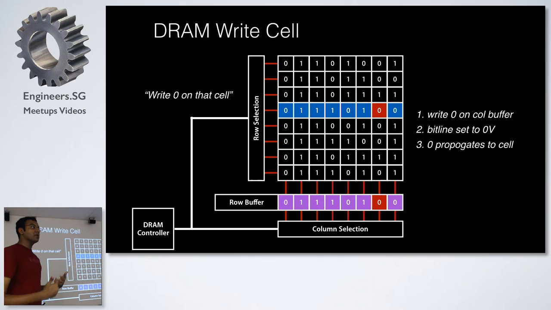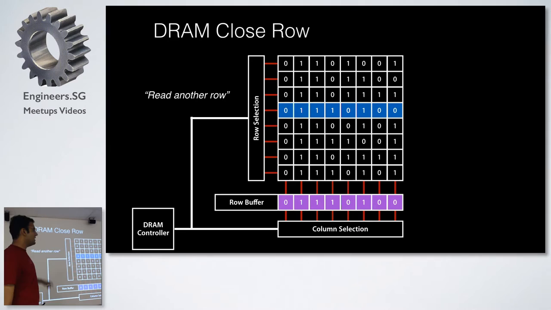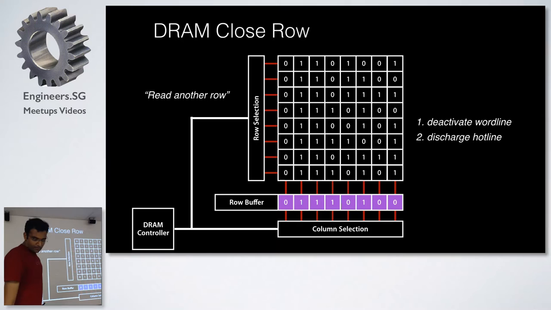Closing row. So the close row mechanism is, let's say the CPU says read another row. Basically, you have to clear your row buffer. So all you do is you deactivate your word line, you discharge your, by hot line I mean my bit line. That's autocorrect there. And then you clear your row buffer, and that's what we call close row.